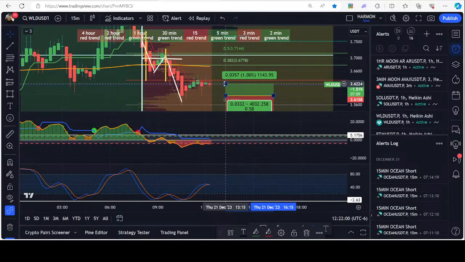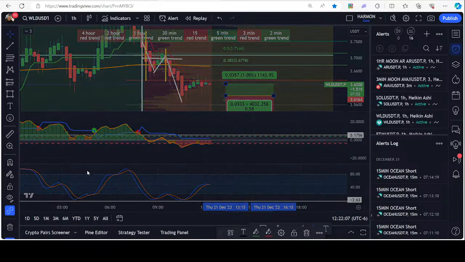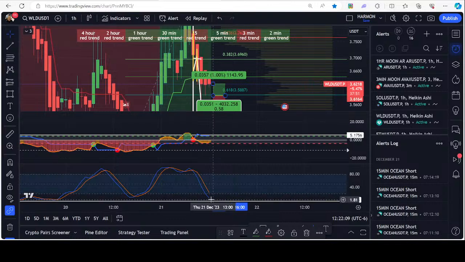So for Wild here, I wouldn't take this trade because it already had two trades, right? And the second thing is I would look at my 1 hour and I'd say that my 1 hour is already towards the bottom, you see?